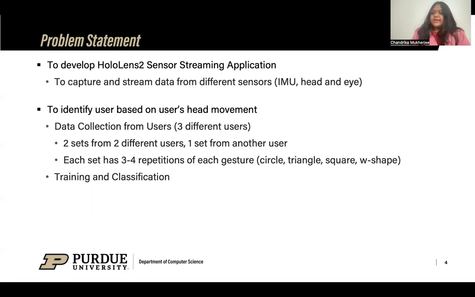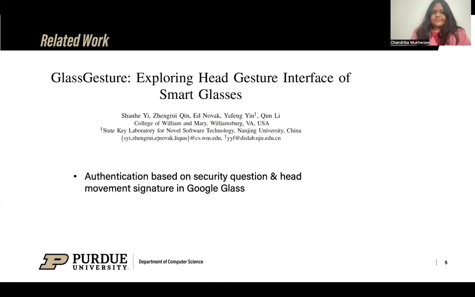To do so, I had to collect data from multiple users. For this work, I collected data from 3 different users, 2 sets from 2 different users, and 1 set from another user. Each set has 3 to 4 repetitions of each gesture. Those gestures are simple and easy to do. None of the gestures takes more than 5 seconds, and these gestures were circle, triangle, square, and W. After that, some training and classification is done, which I will explain in the later slides.